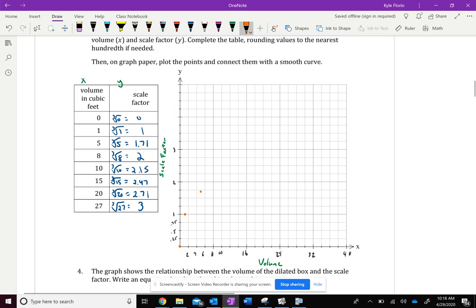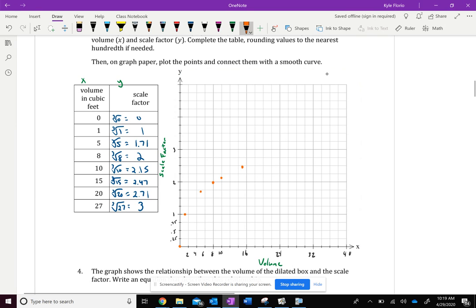The 0.82, piece of cake. 10, 2.15, I should say. 2.15 is just going to be right around here, maybe. Right under 2.25 and right over 2.0. When x is 15, the scale factor is about 2.5. So if I go to 15, we're going to be right at about 2.5.